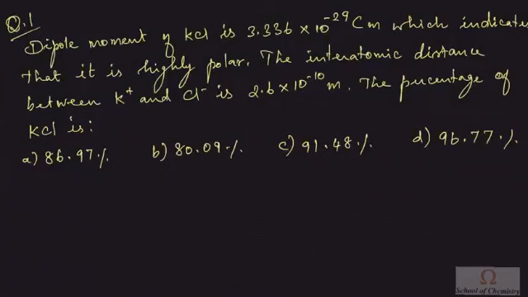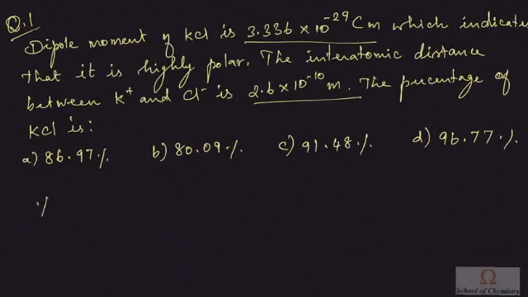So students, we are going to work out some problems. I want you to pause the video, collect the data given in the problem, try to work it out on your own and check the answer. Now, the problem goes like this. Dipole moment of KCl is 3.336 into 10 to the power minus 29 coulomb meter, which indicates that it is highly polar. The interatomic distance between potassium ion and chloride ion is 2.6 into 10 to the power minus 10 meter. We need to find the percentage ionic character of potassium chloride. The dipole moment of KCl is given, and bond length has been given.